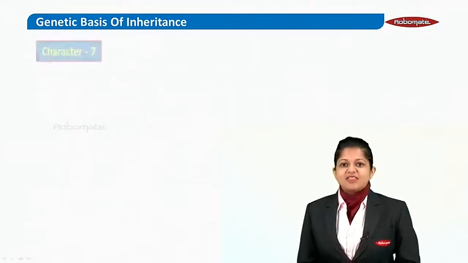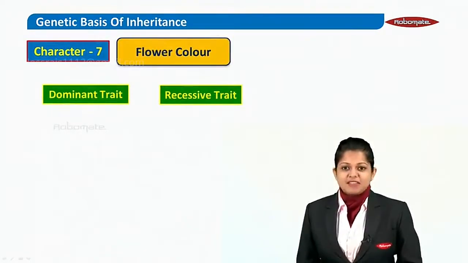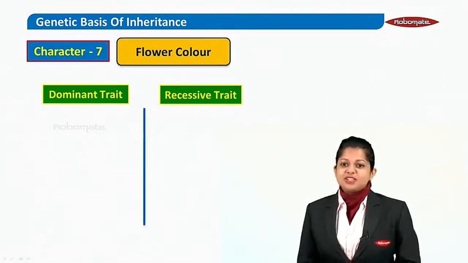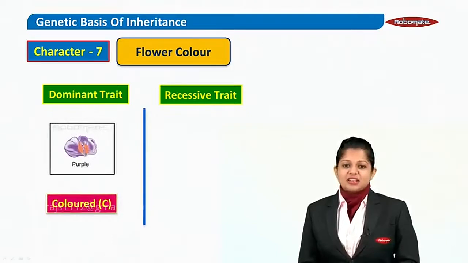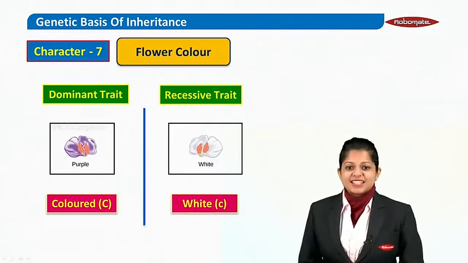Let's see the seventh character that was chosen by Mendel, and the seventh character was flower color. The dominant trait for the flower color is colored, denoted by capital C, whereas the recessive trait is white, denoted by small c.